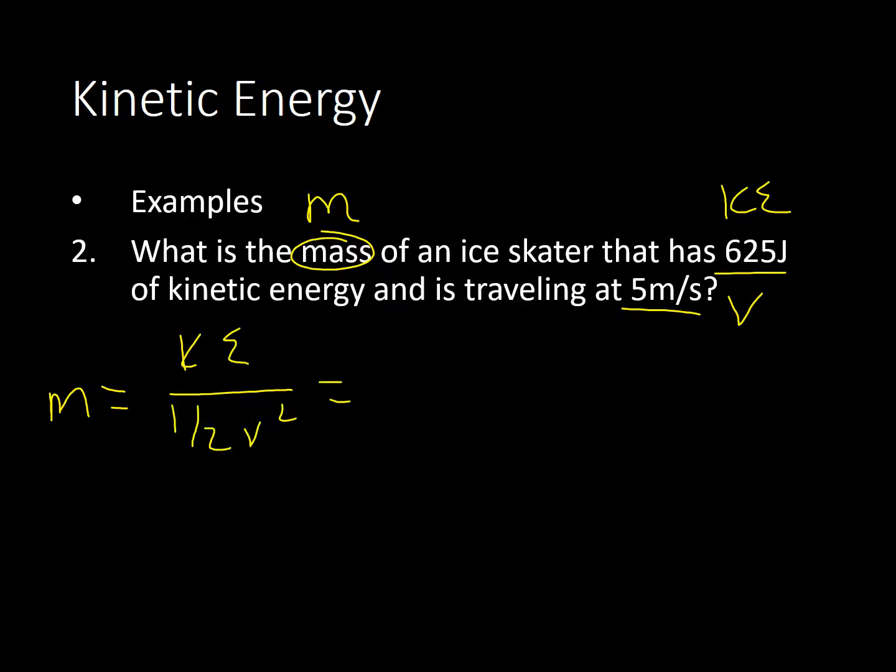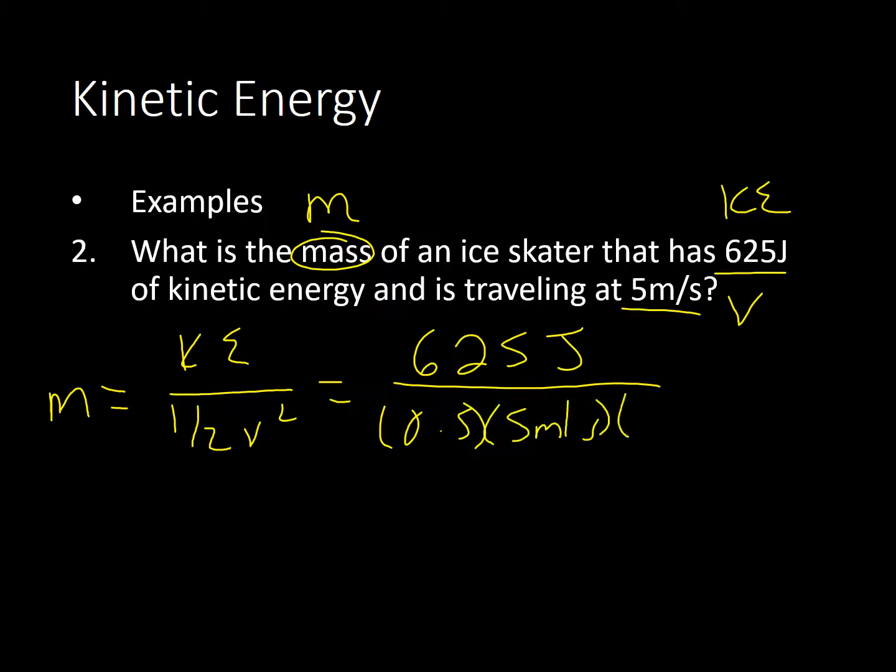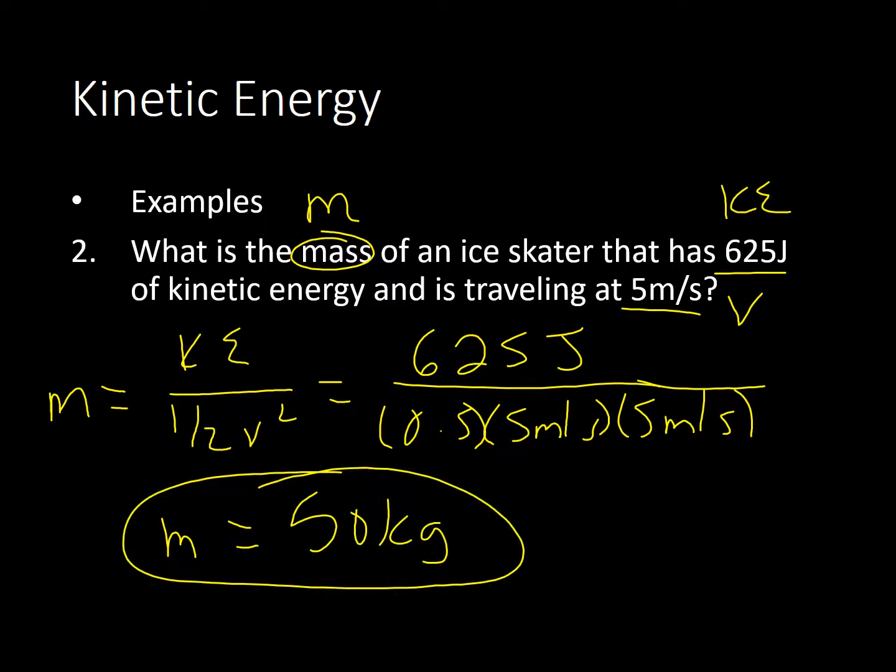So when I plug in my numbers, that's going to be 625 joules on the top, 0.5 times 5 meters per second times 5 meters per second, or 0.5 times 25 meters squared per second squared. So that's going to be 625 divided by 12.5, and so that gives me a mass of 50 kilograms. So 50 kilogram mass for this ice skater with 625 joules of kinetic energy moving at 5 meters per second.